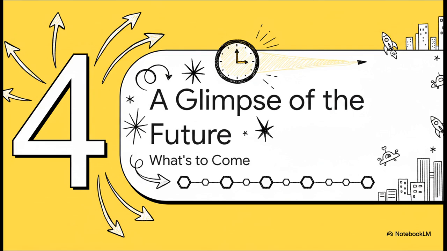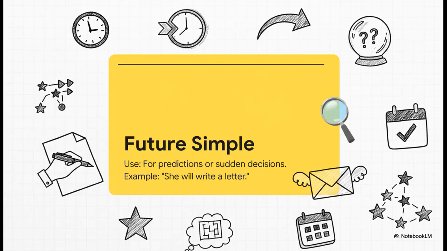Last stop. Let's take our 4 aspects and launch them forward into our final time, the future. Future simple. This is about as straightforward as it gets. It's for a prediction, a promise, or just a simple statement about what's going to happen. She will write a letter. Clean, direct, and to the point.